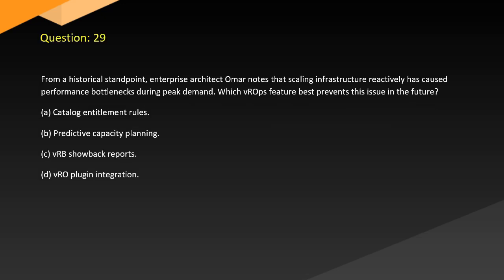Question 29. From a historical standpoint, enterprise architect Omar notes that scaling infrastructure reactively has caused performance bottlenecks during peak demand. Which vROps feature best prevents this issue in the future? A. Catalog entitlement rules. B. Predictive capacity planning. C. ERB showback reports. D. vRO plugin integration.